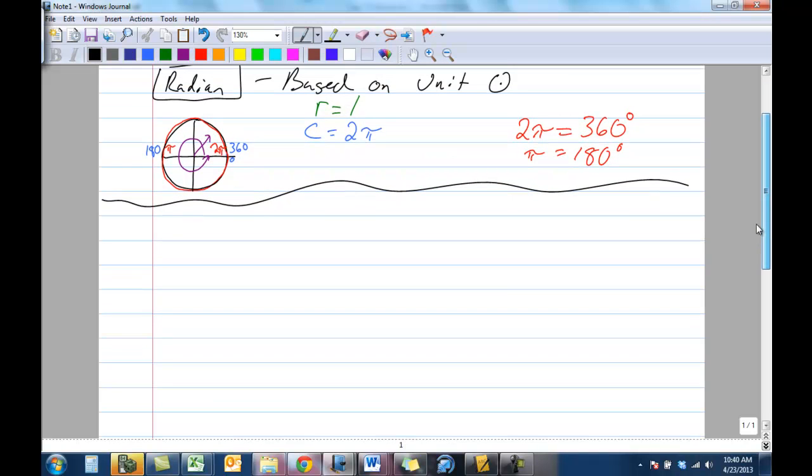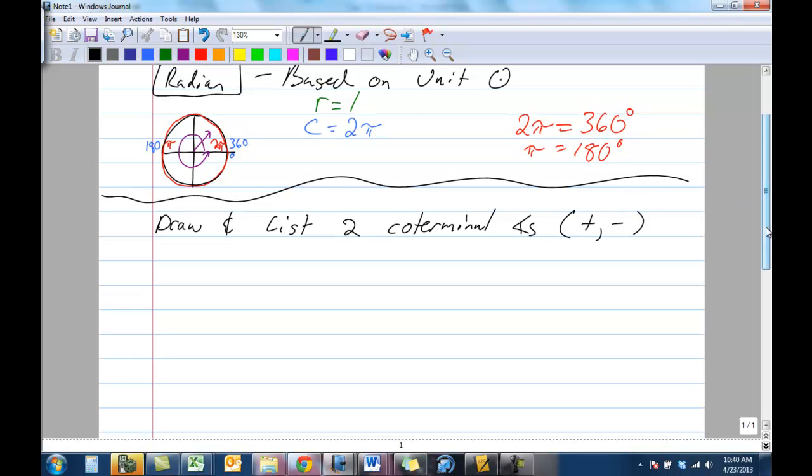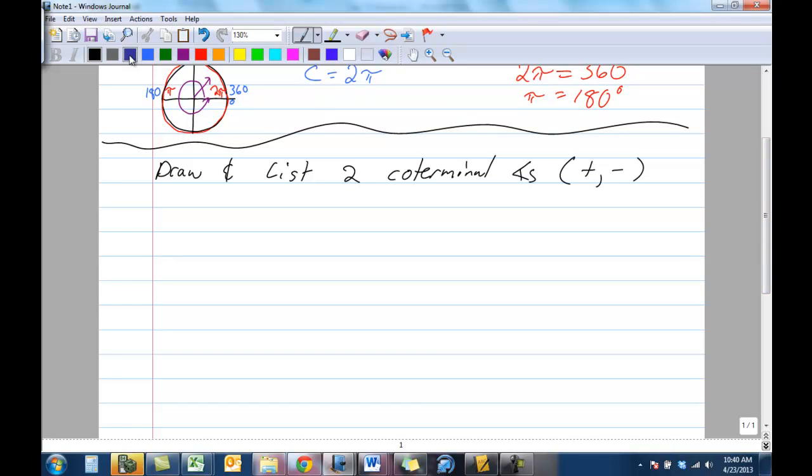Let's graph some. We're going to draw and list 2 coterminal angles. Remember, I want 1 positive and 1 negative. So let's start simple. Let's start with 3/4 pi. All right. Now let's draw a coordinate plane in standard position. Now, even though the measurement of radians has to do with circumference, the way we're going to draw it is still with angles.